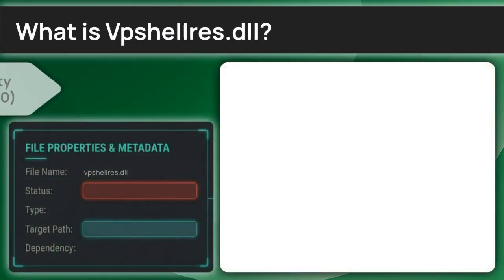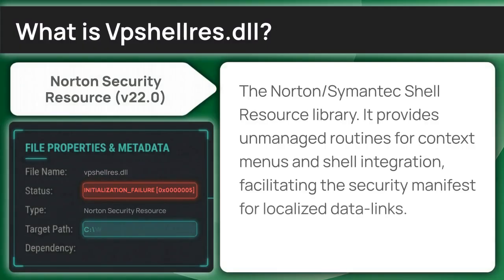This is the Vpshellres Resource, the Norton and Symantec Shell Resource Library. It provides unmanaged routines for context menus and shell integration, facilitating the security manifest for localized data links.